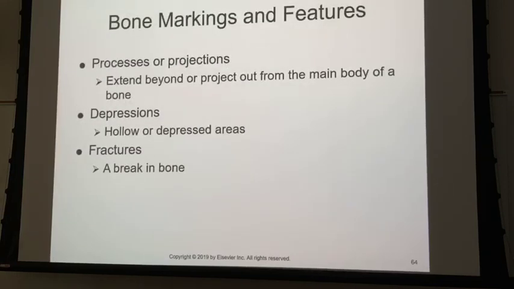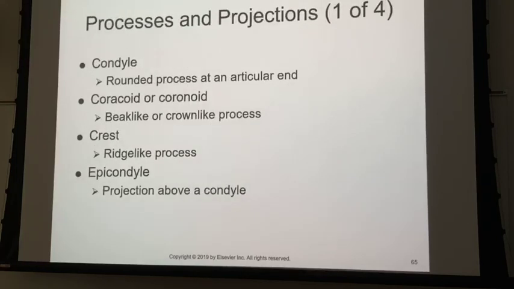So bone markings, we've got processes and projections, and those are things that extend out from the bone itself. And then you've got depressions, and we'll talk about fractures. So processes and projections, we've got a lot of different types.